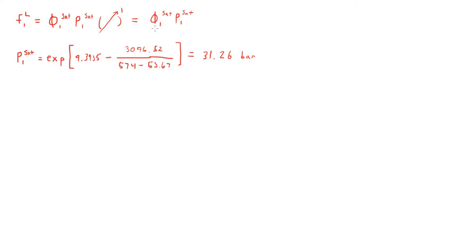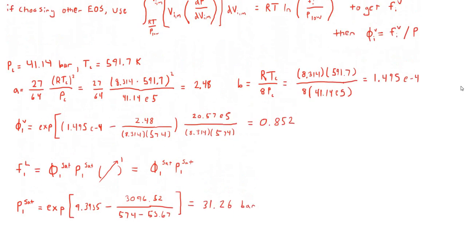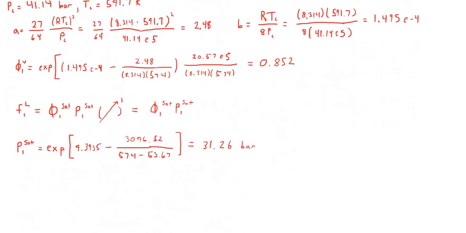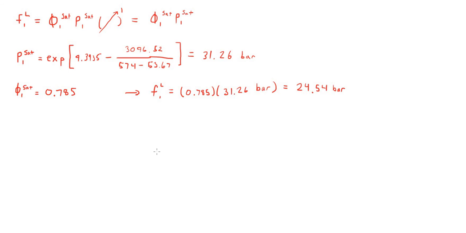Now, to calculate phi i sat, all that we're going to do is use the same expression that we had from example 7.2, plugging in all the same numbers, except this P right here is now going to be the saturation pressure instead of the regular pressure of the system. Doing that, we get that phi i sat is equal to 0.785, and then plugging the numbers that we found into the expression for the fugacity of toluene in the liquid phase, we get that it is 24.54 bar.